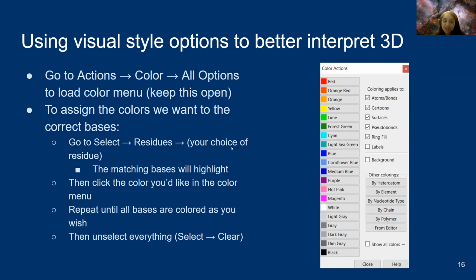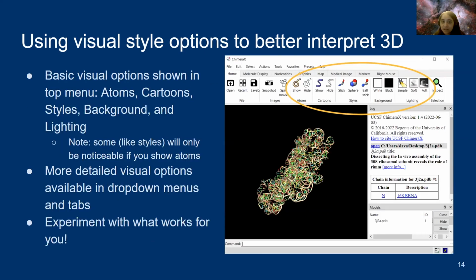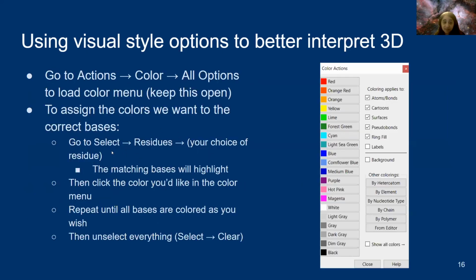Instead, what you want to do is if you go to this select menu up here, it has a drop-down list of options, and there are different levels that you can select at. For example, you can select residues. Remember that residue is just a different name for base. So you can select all of the A's in the structure or all of the C's, and so on and so forth. So you select what you want, you click on the color you want, and they should all change that color.